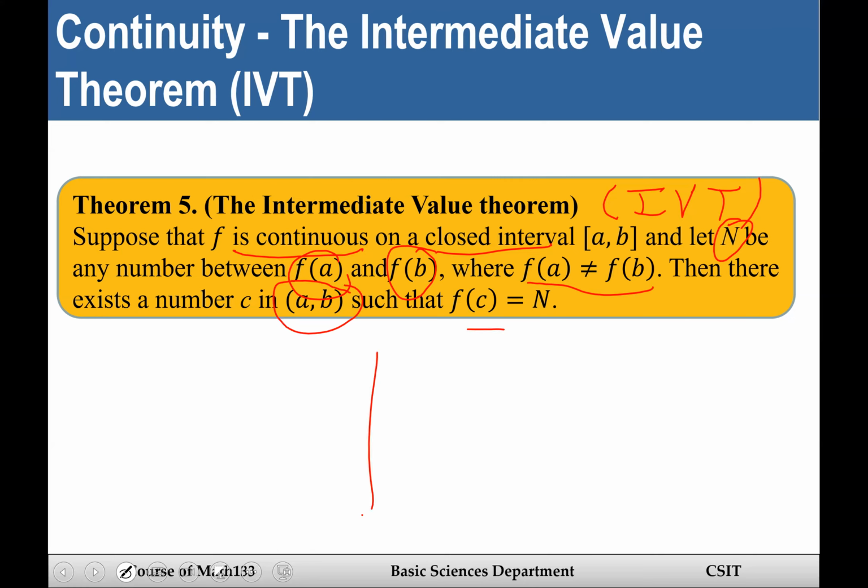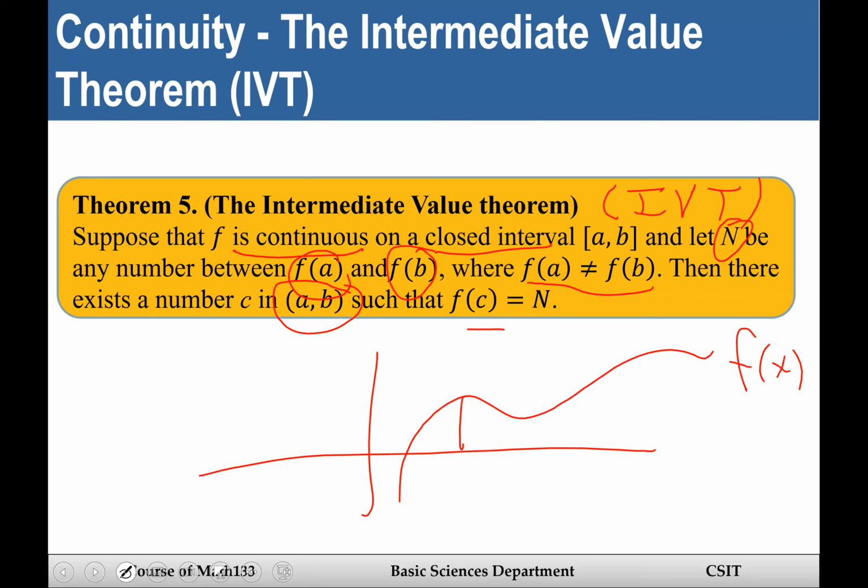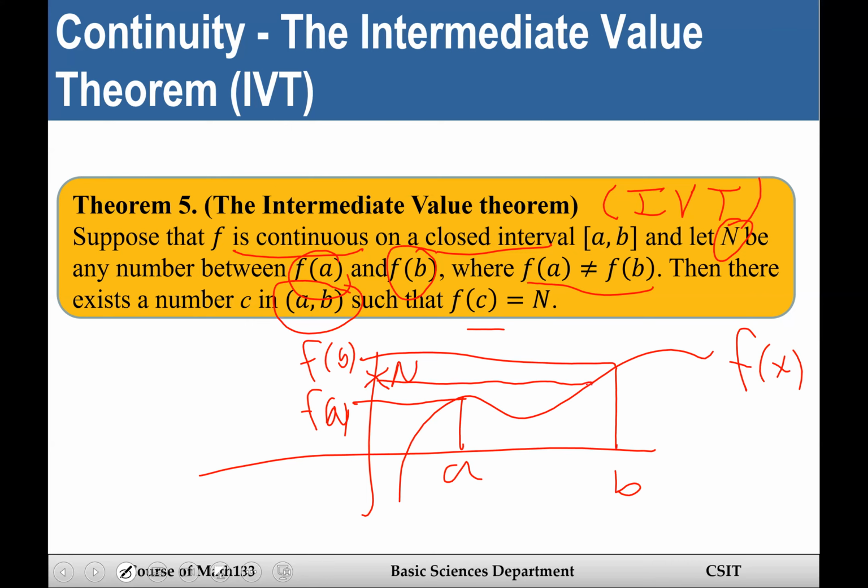If we want to understand this, look at this graph of function f of x. Take 2 points a and b. Okay, f of a is here, f of b is somewhere here. So what the IVT says: if you take a number n here, you are certain that you will find a point on the graph such that f of c is equal to n. That's the IVT.